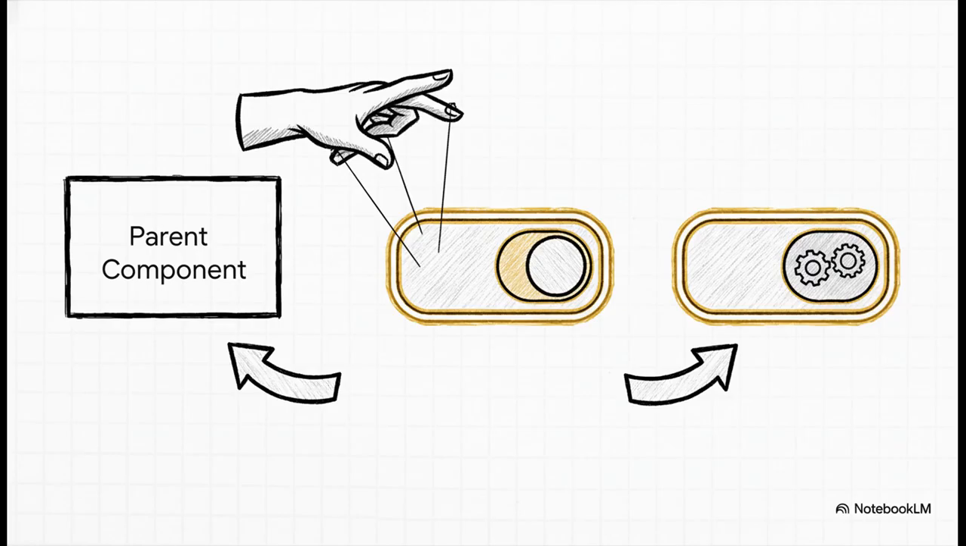This is really considered the gold standard for library components because it gives the developer using your code a choice. They can either pass in props to fully control the component state from the outside, from the parent, or they can just let it be uncontrolled and let the component manage its own state internally. It really is the best of both worlds.